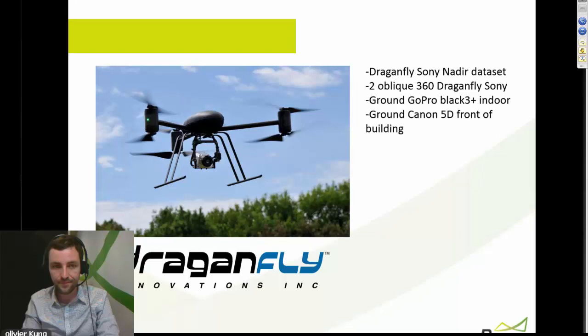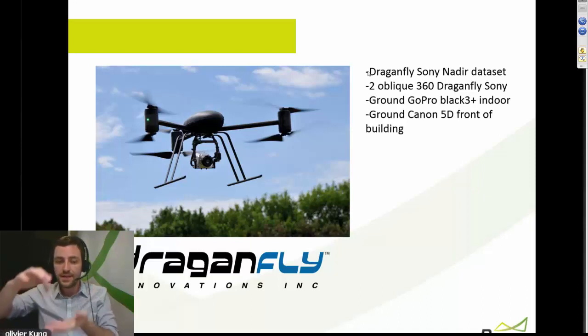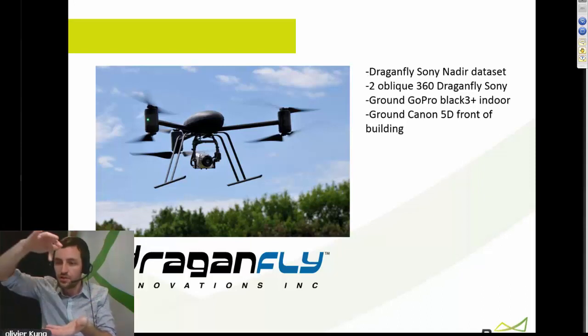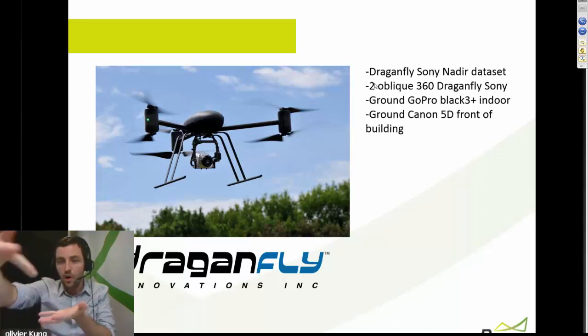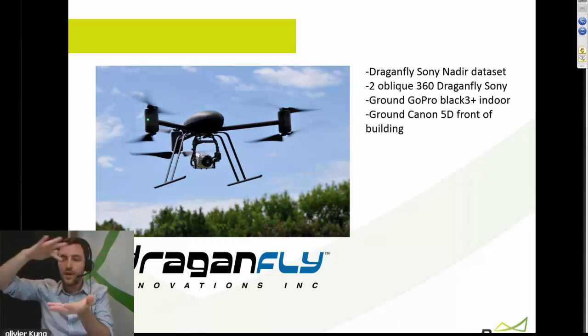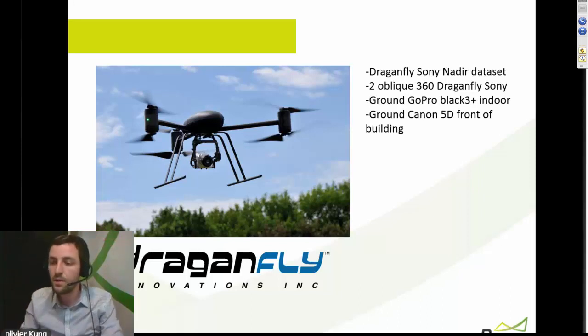For this data set, I'll present a project with courtesy from Dragonfly, a UAV company from Canada, with which we collaborated on a project a few weeks ago. In this data set I'm going to show you, you basically have 4 different data sets that were merged together. The first one is a Nadir set of pictures taken by a Sony camera using the Dragonfly copter. The second set is oblique imagery going around the building, still with the same Sony camera.